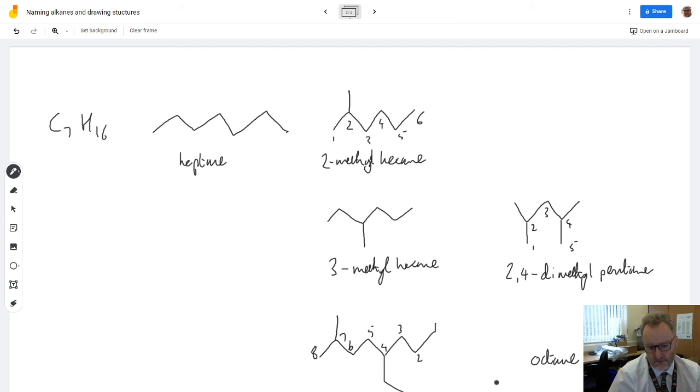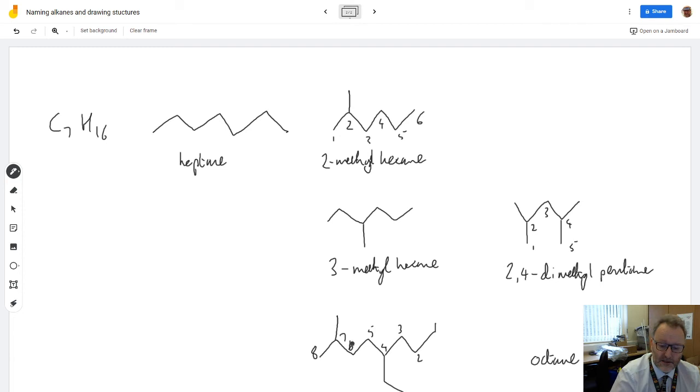And when you've got more than one branch, if they're the same, then you'd keep the numbers as low as possible. So this one up here, you'd put 2, 4, there isn't really a choice there, but you want to keep the numbers as low as possible. If you've got more than one type of branch, the longer carbon branch takes priority, and that also comes first if it's got a lower letter. So ethyl comes before methyl, and it comes before it in numbering.